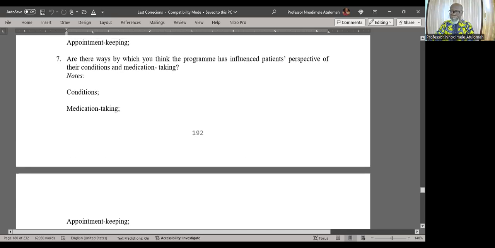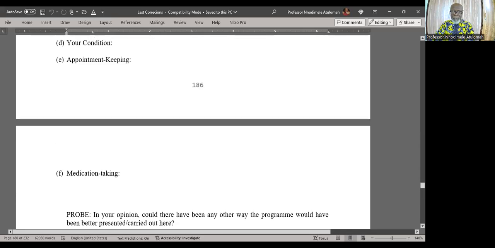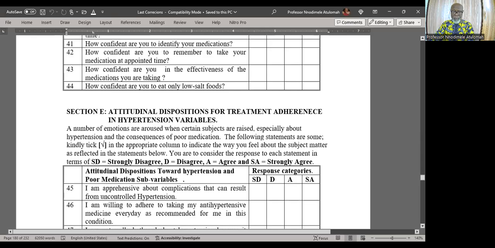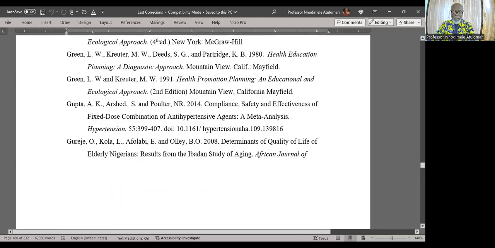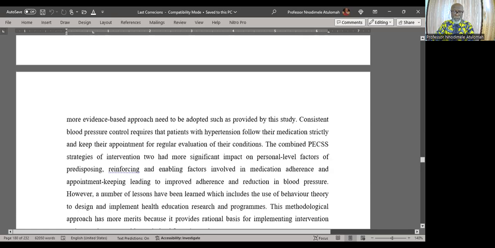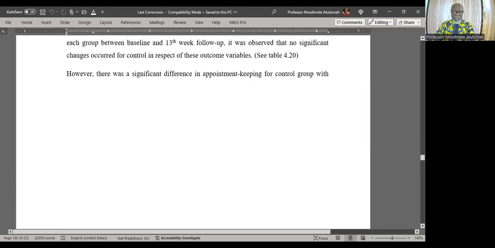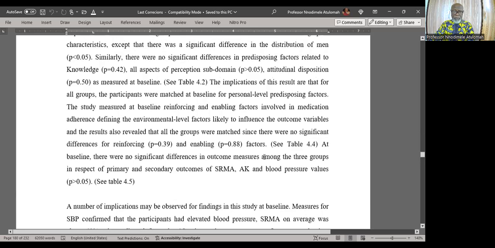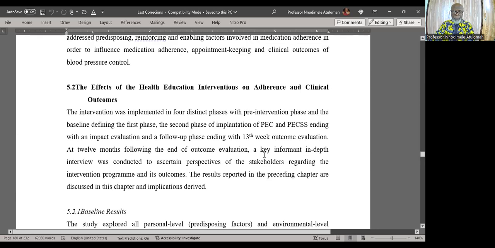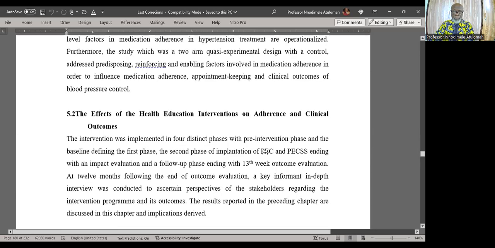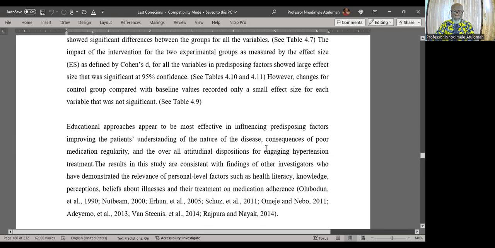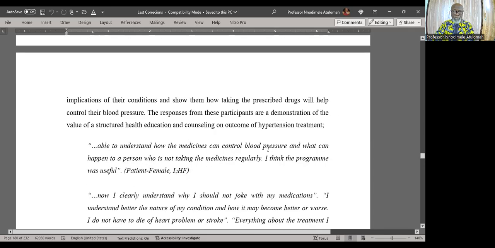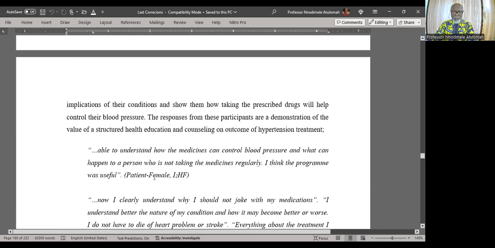Let me show you how the data is reported here in a peculiar way. In the discussion, we use the data together. All right, so this is typical of the data used. So this is the discussion. The data is used here, you see, to support the observation.